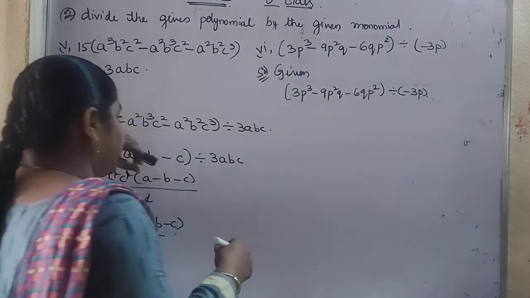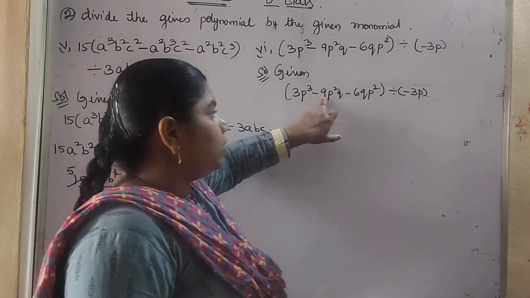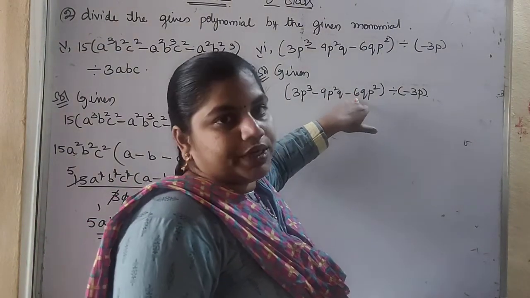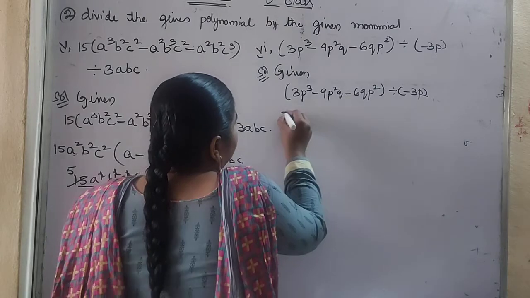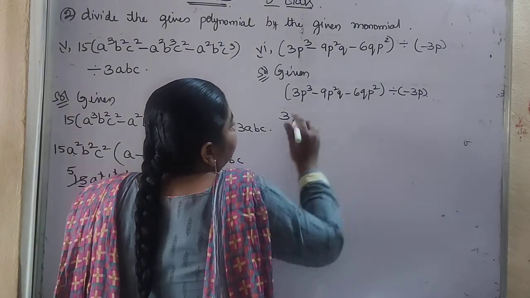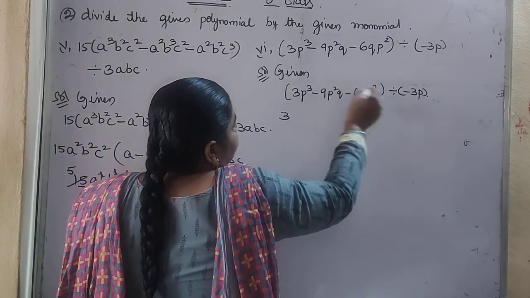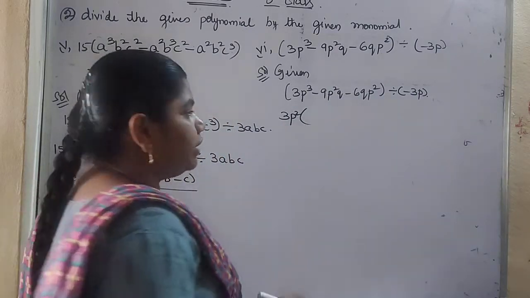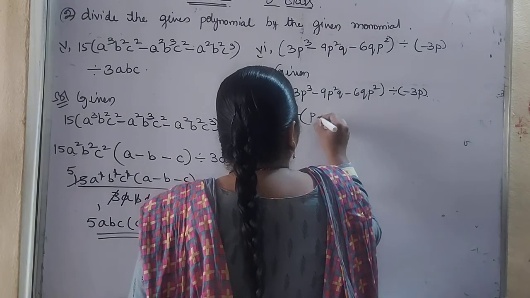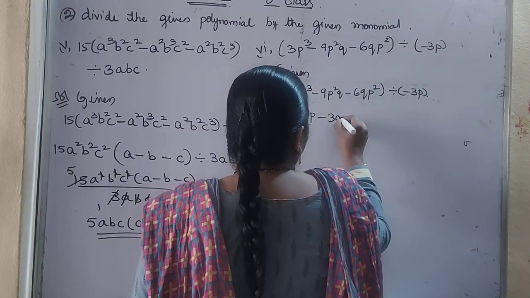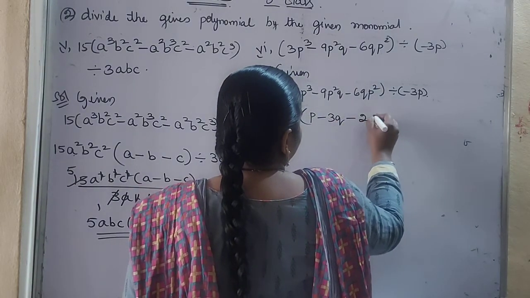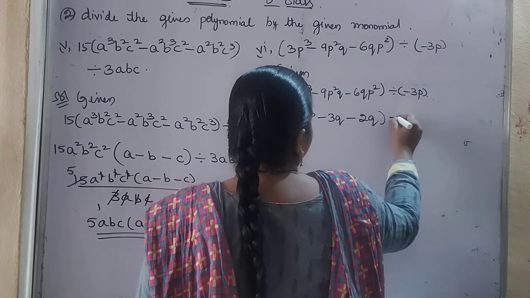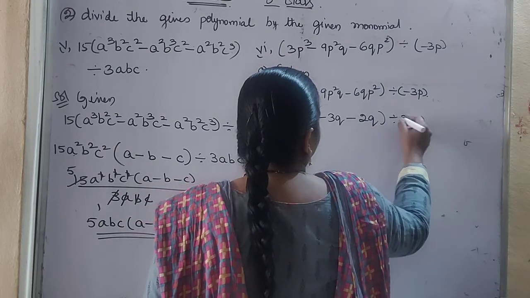So take out the common terms. 3 will go in 3 table, 9 will go in 3 table, as well as 6 will go in 3 table. So 3 is common, and also in all terms you are seeing the p value. P square you are seeing in all the terms, so p square is common. The remaining terms we have to write in the bracket. Now here p is remaining, here 3q is remaining, here 2q is remaining, divided by minus 3p.